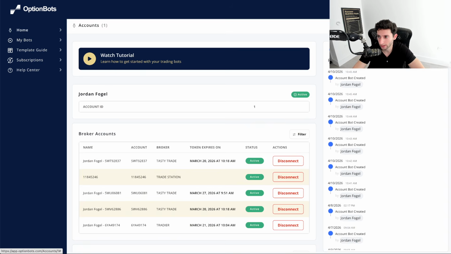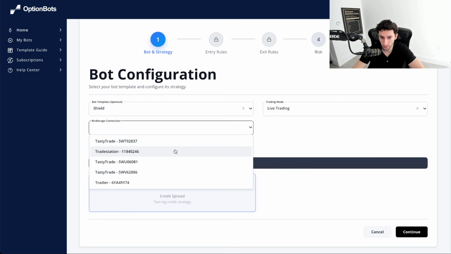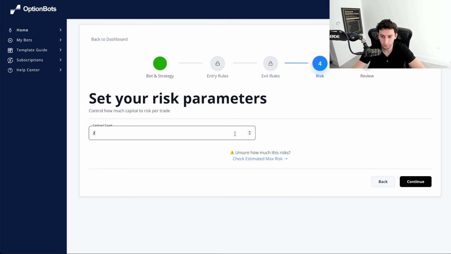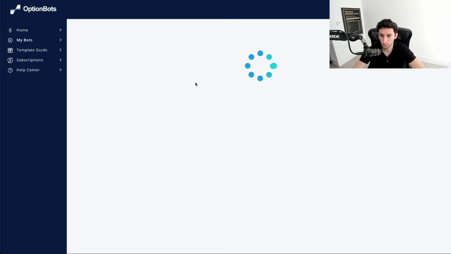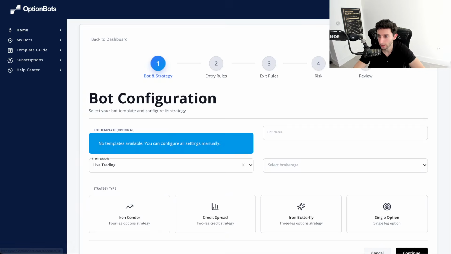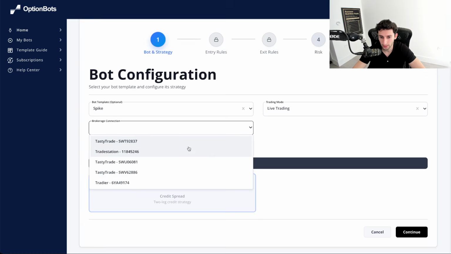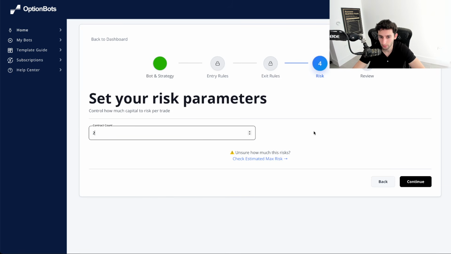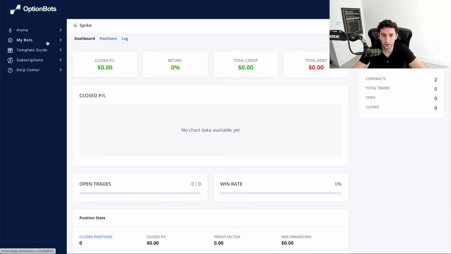So we're going to add this trading bot. We have shield. We're going to do that. And these ones we had, I believe, 2 contracts as well. So we're going to launch that. And the other one is spike. So we're going to go back, add trading bot, spike, just like that. Connect the brokerage, and then boom, launch. So just like that, we already got those bots up and running.